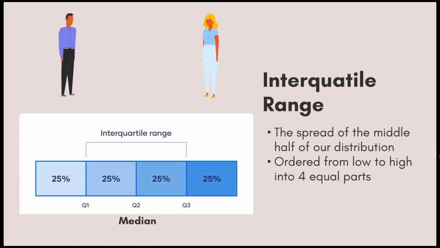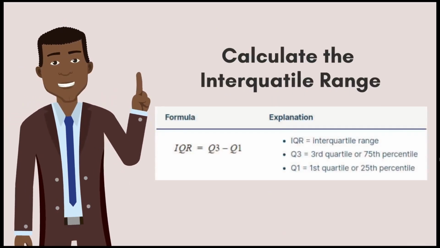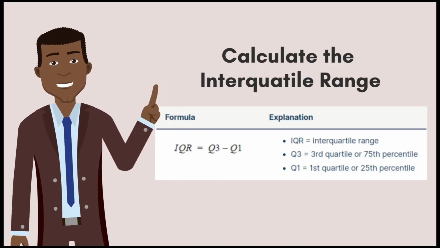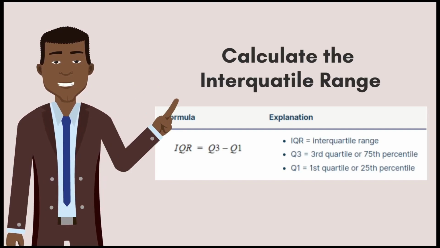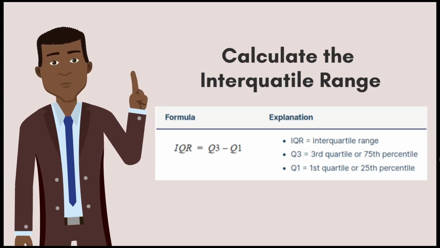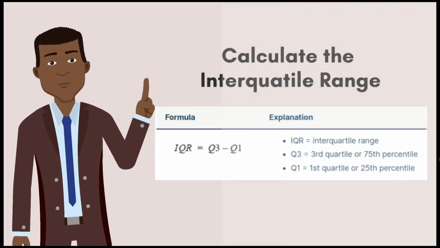There is an element in range which is the interquartile range. It defines the spread of the middle half of our distribution. Quartiles segment the data from low to high into 4 equal parts, which are the first, second, and third quartile. The interquartile range is found by subtracting the Q1 value from the Q3 value. Q1 is the value below which 25% of the distribution lies, while Q3 is the value below which 75% of the distribution lies. You can think of Q1 as the median of the first half and Q3 as the median of the second half of the distribution.